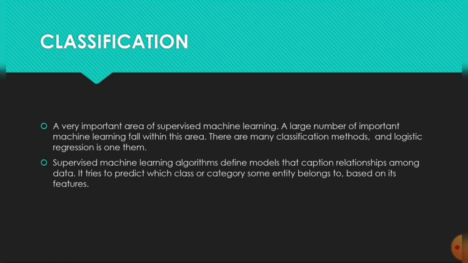Supervised machine learning algorithms define models that capture relationships among data. It tries to predict which class or category some entity belongs to based on its features. So, kapag sinabi natin classification, ito yung process of categorizing a given set of data into classes. So, pwede siyang i-perform on both structured or unstructured data, and the process starts with predicting the class of given data points. The classes are often referred to as target, label, or categories.